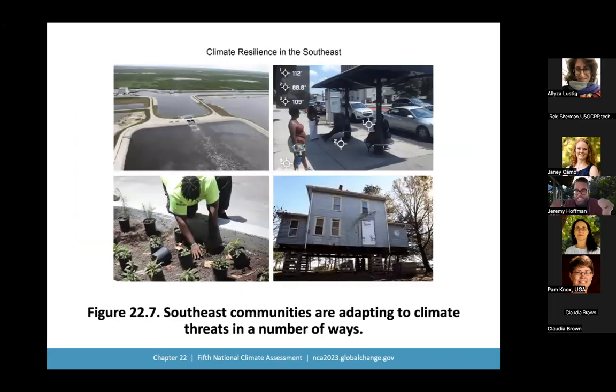The Southeast is adapting to climate change and building equitable climate resilience in a variety of different ways, whether it's making use of nature-based solutions in cities, large infrastructural projects, adapting the way that we live and where we live, and using new tools to understand what to do next. The Southeast is adapting to climate change in a number of ways.